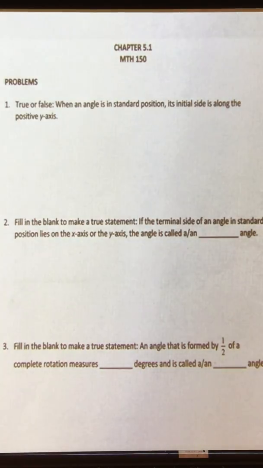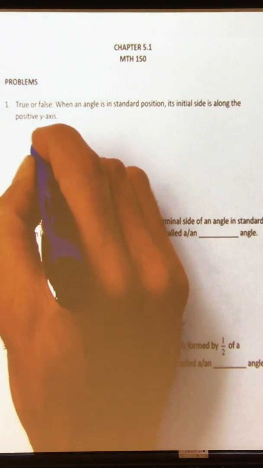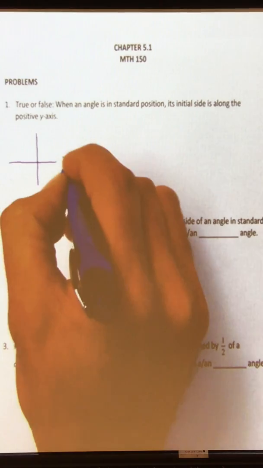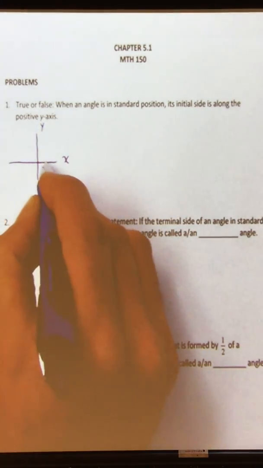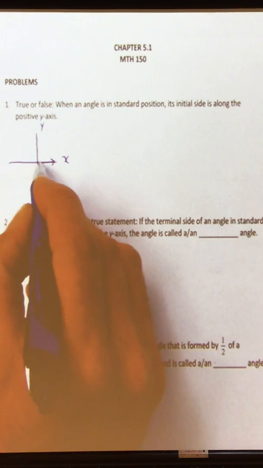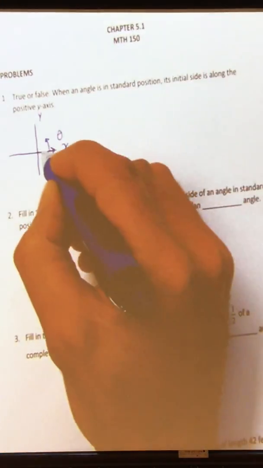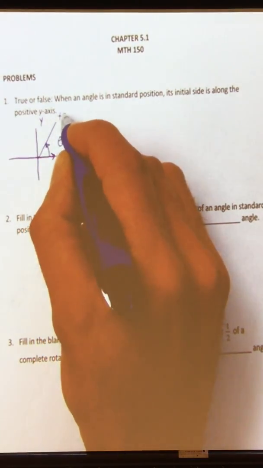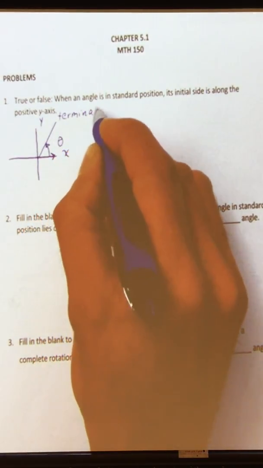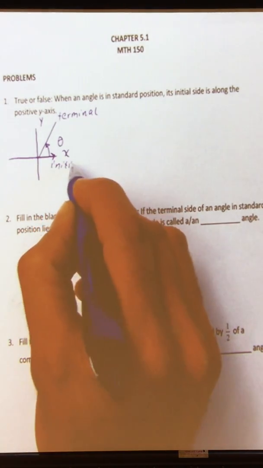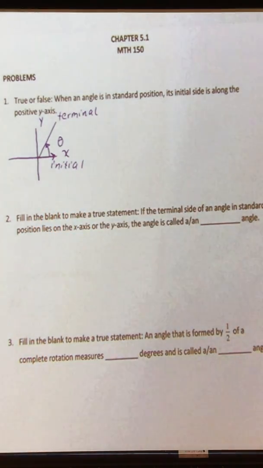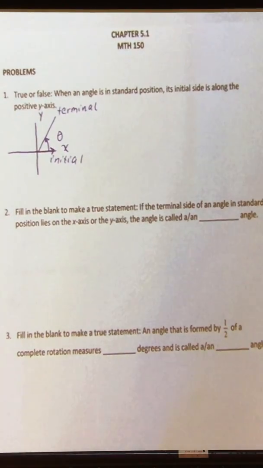Section 5.1 exercises. Problem 1. Is it true or false that when an angle is in standard position, its initial side is along the positive y-axis? That is false. We start with the x and y coordinate system and always put the initial ray and the terminal ray along the positive x-axis, and then we rotate through our angle, and that would give you the terminal side here. And the initial side is always along the positive x-axis. So the statement is false.